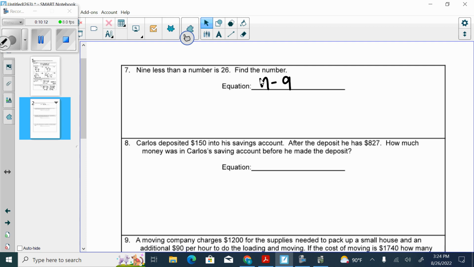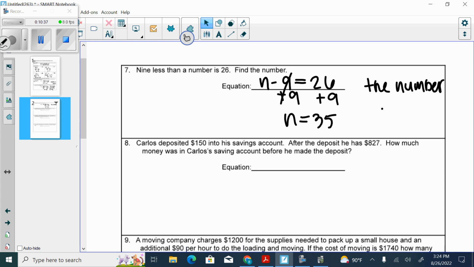There's that word. Good. Nice. Okay, so what's that number? How are we going to find it? Good. So n is, very good. So the number is 35.